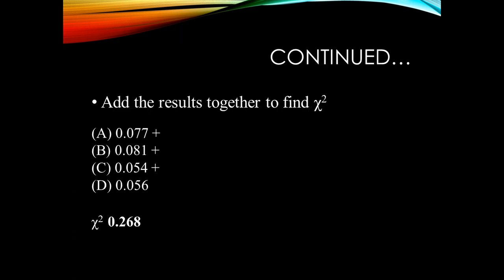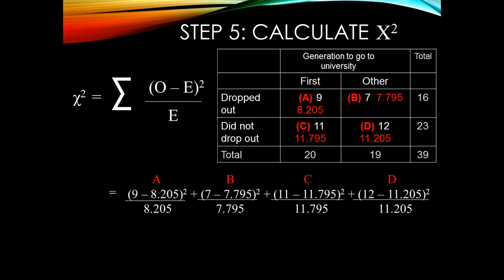So just to skip forward to show you, 0.077 is what you found for A. Okay, now we'll do the next one on B, so still on that bottom row of sums there. So we do the bit in the brackets first. We do 7 minus 7.795, and what that gives us is minus 0.795.